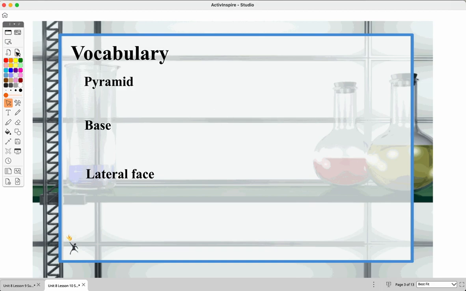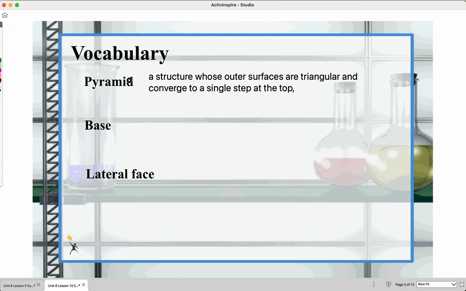To give a couple of vocabulary words, a pyramid, as we've talked about already, is a structure where the outer surfaces are triangular and they converge into a single spot at the top, okay? The base of this is the side that is oriented perpendicular to the height. Just like the base of any triangle, we're going to refer to that as perpendicular to the height. So that 90-degree mark to the height. Again, you're going to look for that 90-degree measure.